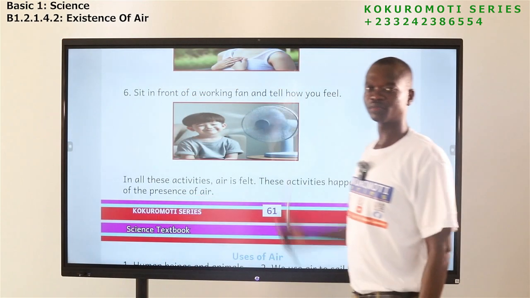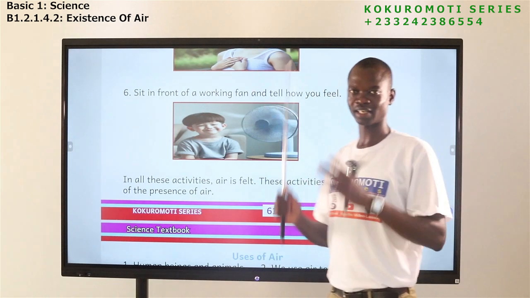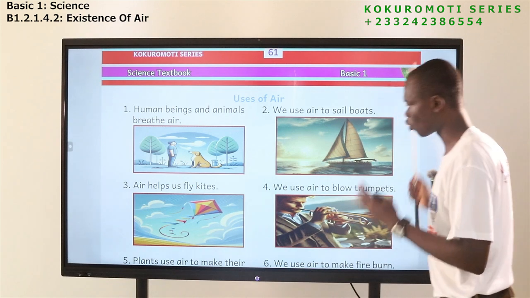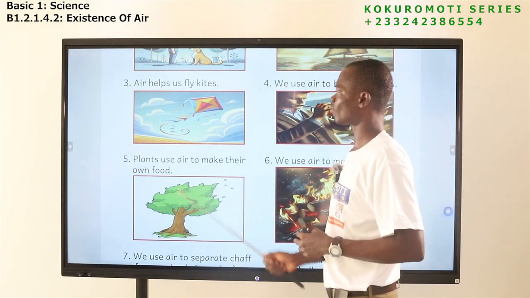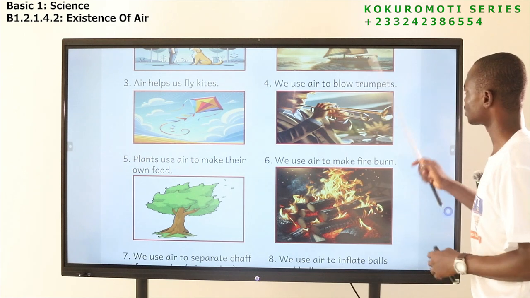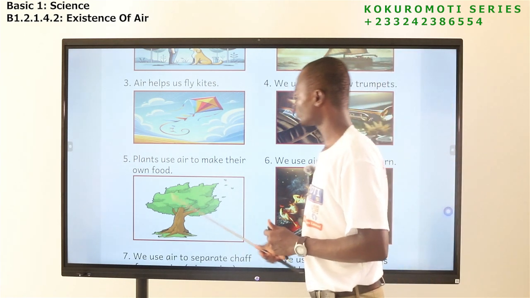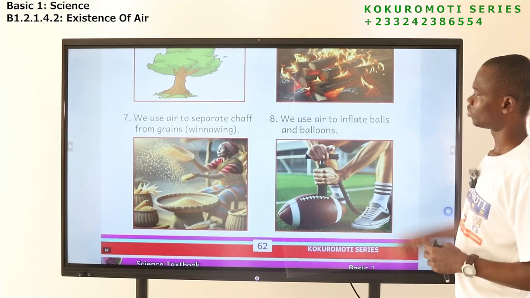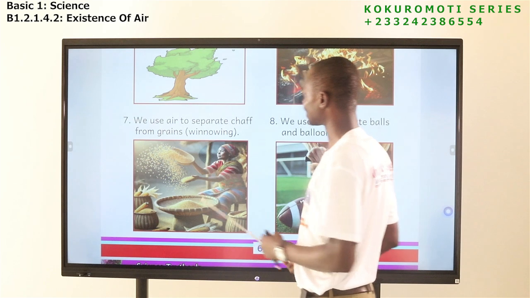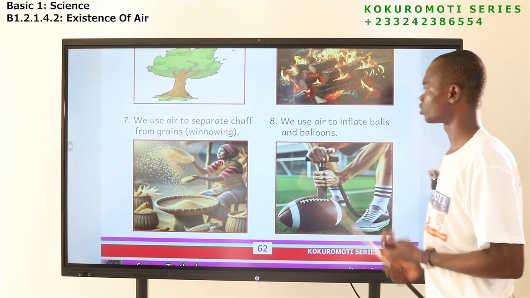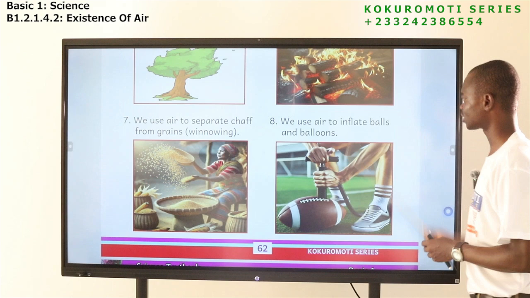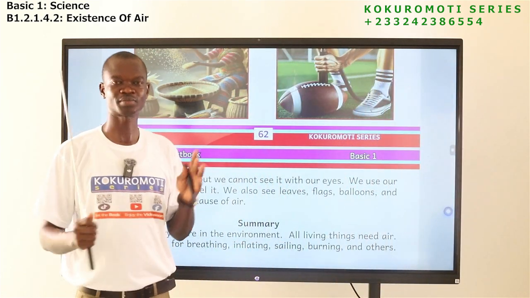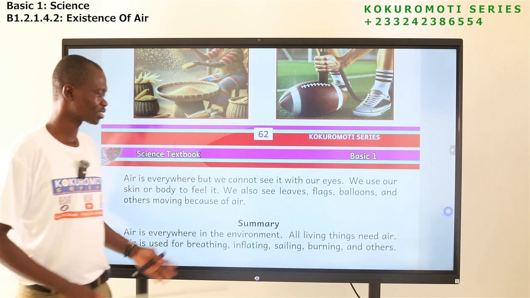Let's go to the next one. Apart from these things, we have also seen uses of air. We said that we breathe in air, we use air to sail boats, air helps us to fly our kites, and we use air to blow trumpets. Plants also use air to make their own food. We use air to make fire burn. We use air to separate chaff from grains, and we use air to inflate balls and balloons. So today, this is what we have learned, and I expect everybody to get the questions correctly for me.